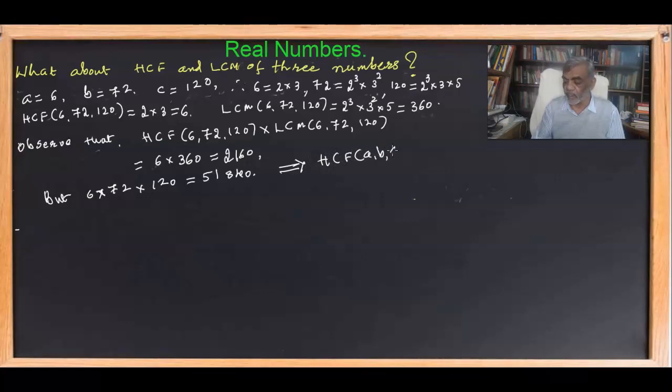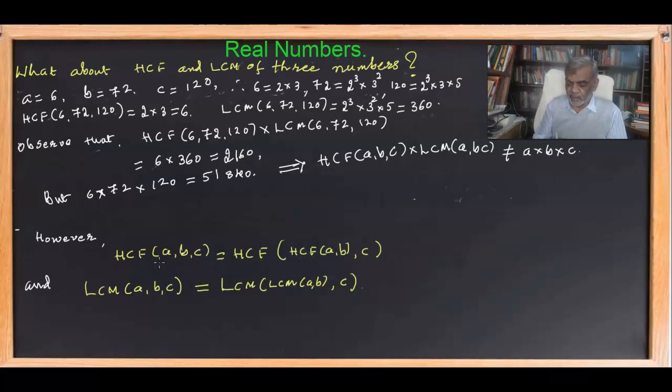This shows that the HCF of A, B, C into the LCM of A, B, C need not be equal to A into B into C. However, the HCF of A, B, C is equal to the HCF of the HCF of A, B and C, and the LCM of A, B, C is equal to the LCM of the LCM of A, B and C.